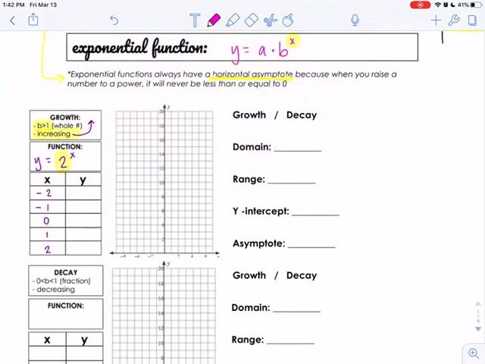Actually, let me change that color. I'm going to plug in -2 for x, and I'm going to solve for y. That means I'm doing 2 to the -2 power.